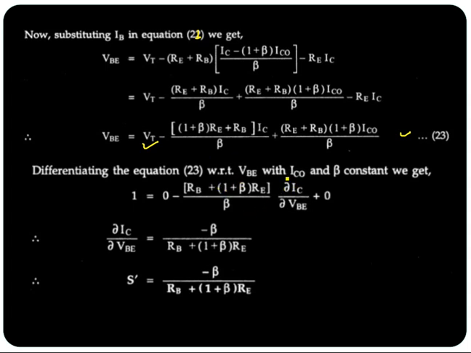Differentiating this with respect to ICO, and beta is considered to be a constant, then you get an expression for dou IC by dou VBE like this: minus beta by RB plus 1 plus beta times RE. This is S dash, dou IC by dou VBE, keeping other parameters constant. So this is minus beta by RB plus 1 plus beta times RE.